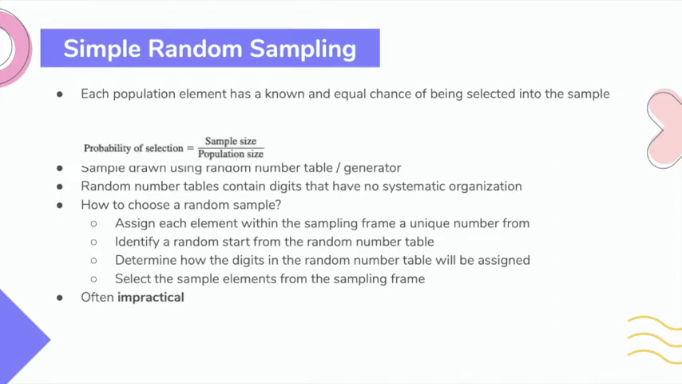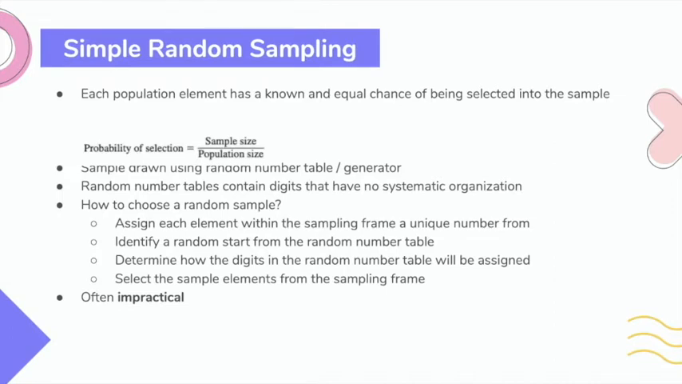We can know the probability of selection by dividing sample size with population size. So the sample here is drawn using a random number table, which contains digits that have no systematic organization. And how to choose a random sample?